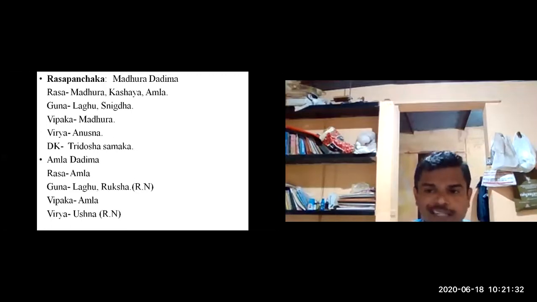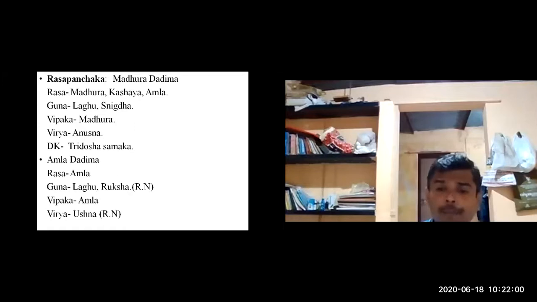Guna is Lagu and Snigdha Guna. Please remember, Lagu Snigdha Guna, not Guru Snigdha Guna. Madhura Vipaka, Anushna Virya. This is very important. Virya is Anushna Virya, and Dosha Karmagnata is Tridosha Shamaka. So Madhura Kashaya Amlarasa, Lagu Snigdha Guna, Anushna Virya, Madhura Vipaka, Tridosha Shamaka.